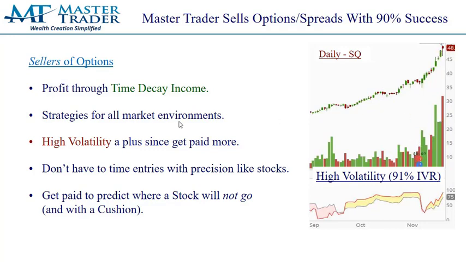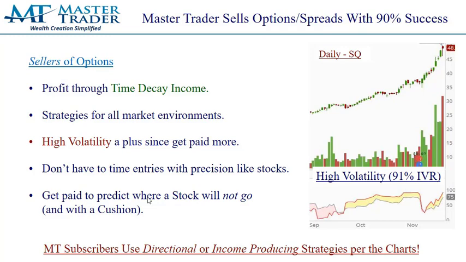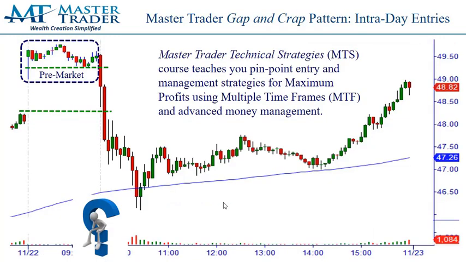But we love selling options around compelling patterns in all environments. High volatility is a plus here. You don't have to be perfect with your entries. We're just getting paid to predict where the stock is not going to go. And we obviously use options for directional and income producing, as we teach in our full 10-module option strategy series. Finally, you drop down to the intraday time frame and you figure out where you're going to get on board shorts. So there's many different ways to do that.